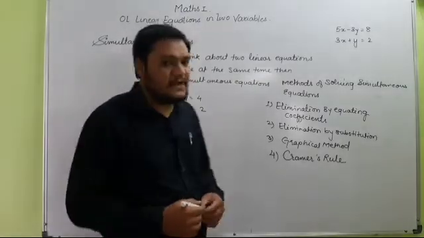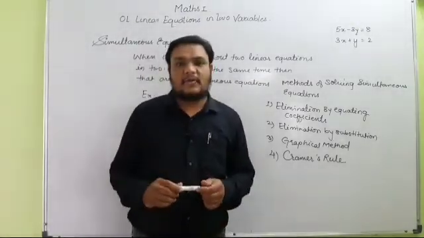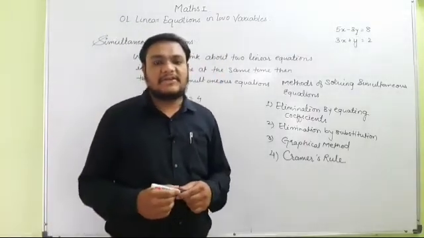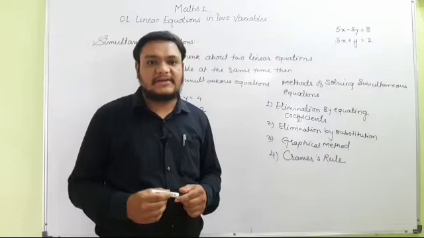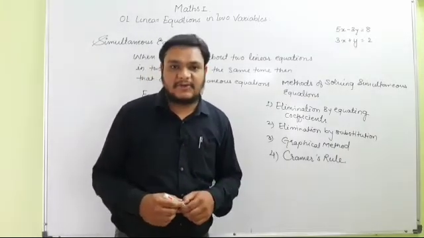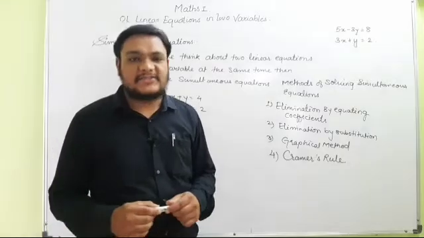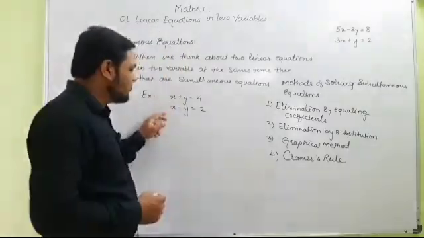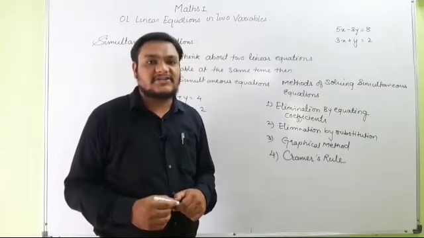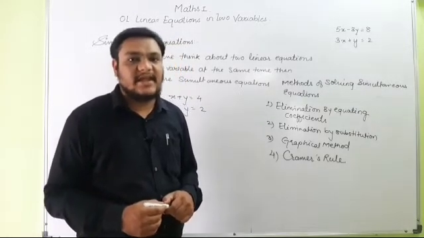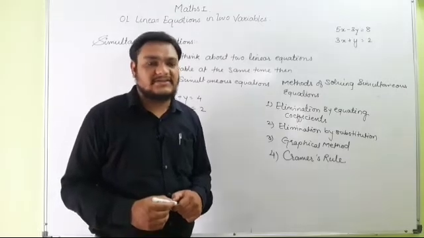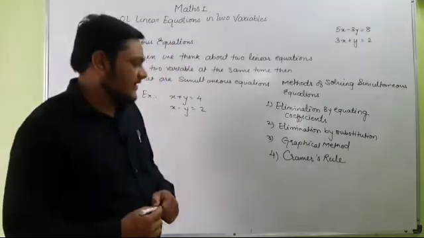Next method is graphical method. In the introduction of this lesson, I showed you that linear equations in two variables are equations that show a straight line. If we draw the graph of a linear equation in two variables, then it is a straight line. So for two linear equations there will be two straight lines on the graph, and the point of intersection of those two lines is the point at which we get the solution of the two linear equations, means simultaneous equations.